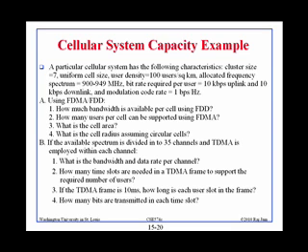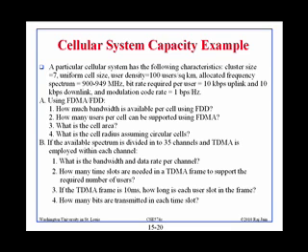Cluster size is 7. User density is 100 users per square kilometer. The frequency spectrum is 49 megahertz. Bit rate required is 10 kilobits for the uplink and 10 kilobits for the downlink. The modulation rate is 1 bit per hertz. So this is given. From this given information, we can calculate as follows.